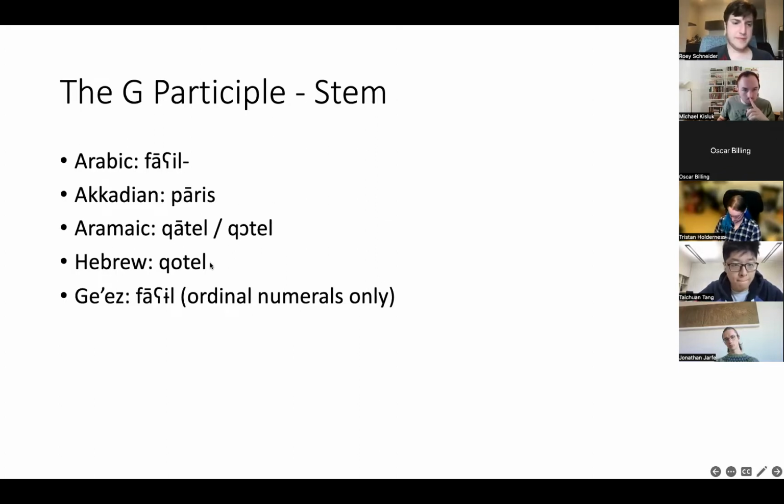Hebrew, kotel. And Ge'ez, we don't have this as the actual participle in Ge'ez, unfortunately, but it appears as the ordinal for the numerals. So first, second, third. So third would be salis, which is nice. Just like in Arabic, also thalith, third. I don't remember if it's the same in Akkadian, probably not. Okay. Is everything clear?